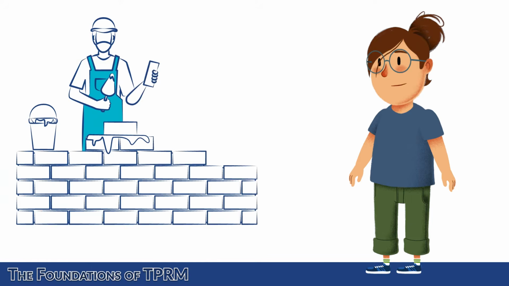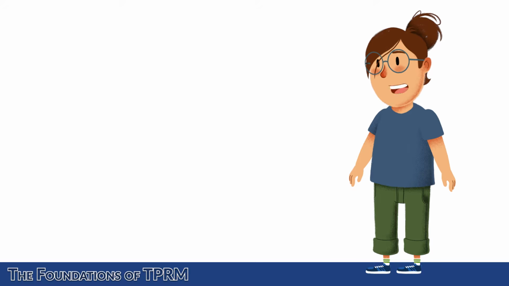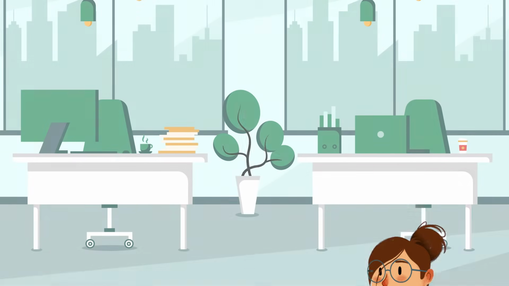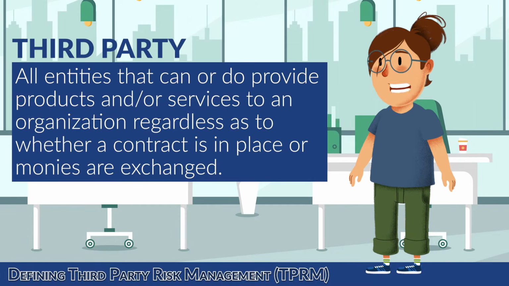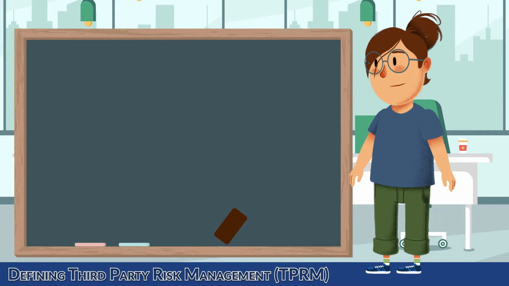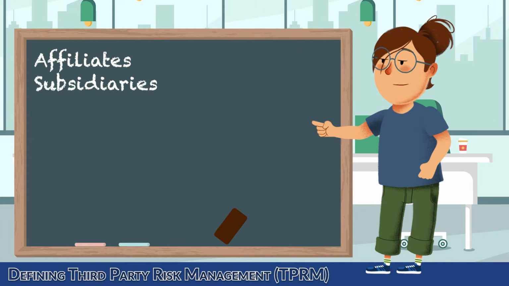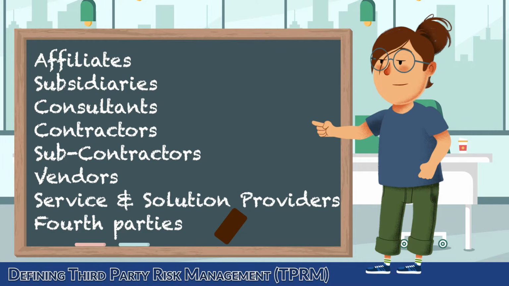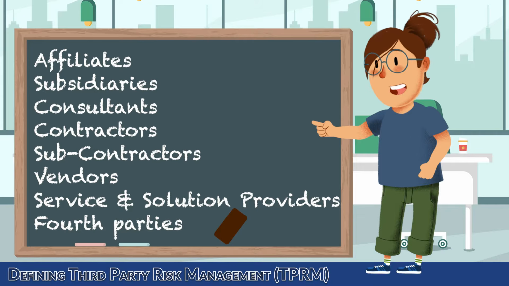risk management program. To start, let's break down the term third party. For our purposes, third party will be broadly defined to include all entities that can or do provide products and/or services to an organization regardless as to whether a contract is in place or monies are exchanged. Such entities can include, but not be limited to, affiliates, subsidiaries, consultants, contractors, subcontractors, vendors, service and solution providers, fourth parties, and more.